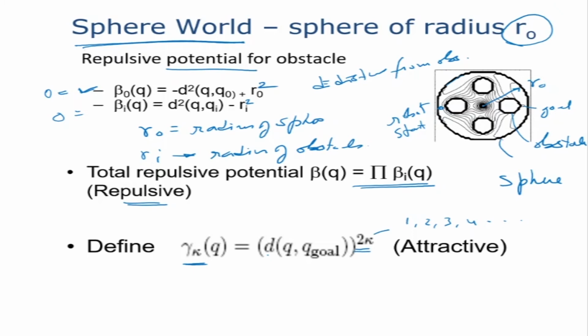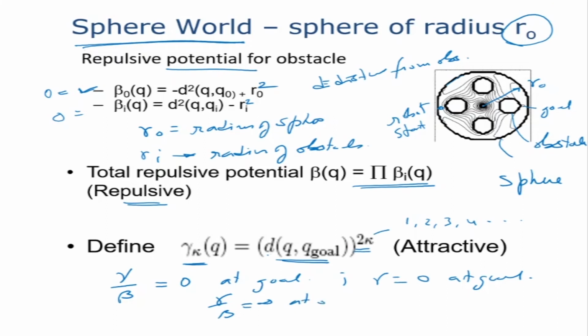Okay, now we know that if I take the ratio of this gamma by beta, this is equal to 0 at goal. Okay, why? Because your gamma will become 0 at goal, because it's the distance between the present position of the robot and the goal. So at goal it is 0. Now this goes to infinity at the surface of the obstacle. So gamma by beta is equal to infinity at obstacle boundaries.